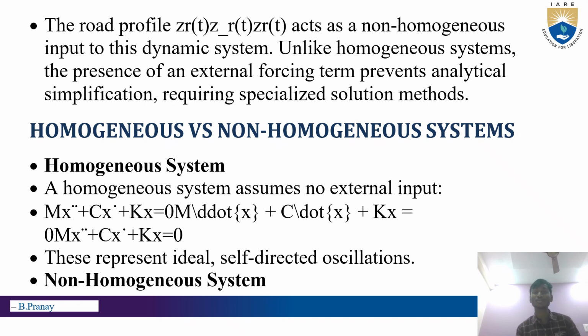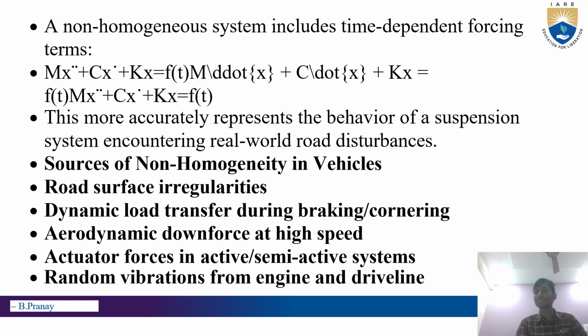Homogeneous versus non-homogeneous systems. A homogeneous system has no external input: m x'' plus c x' plus k x is equal to 0. These represent natural, self-directed oscillations. A non-homogeneous equation includes time-dependent forcing terms: m x'' plus c x' plus k x is equal to f(t).